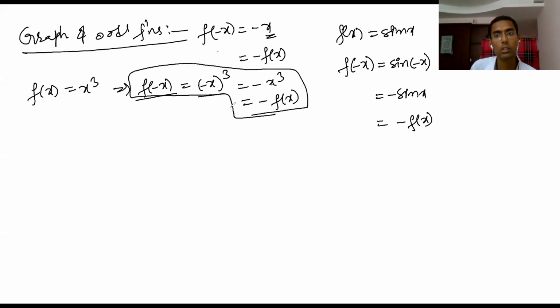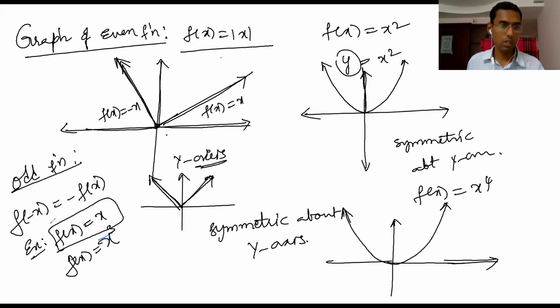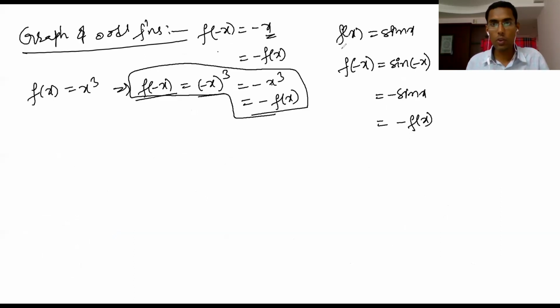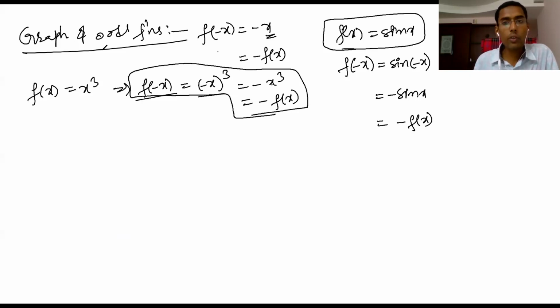So therefore, the definition of an odd function is: f of minus x equals minus of f of x, then f of x is called an odd function. This is the definition. And f of x equals x cube and f of x equals sin x are all examples of odd functions.